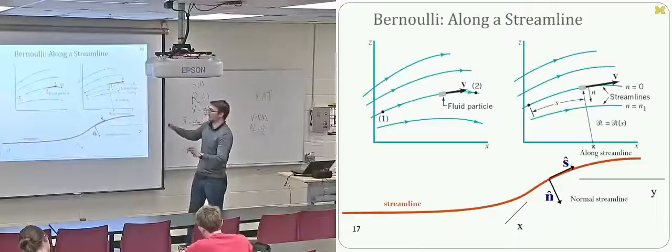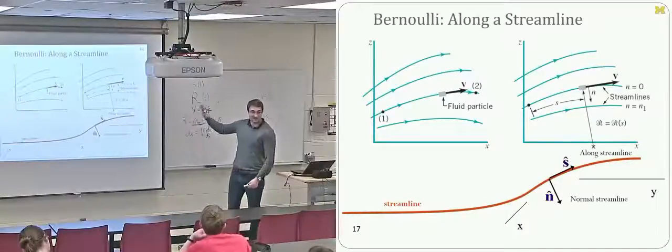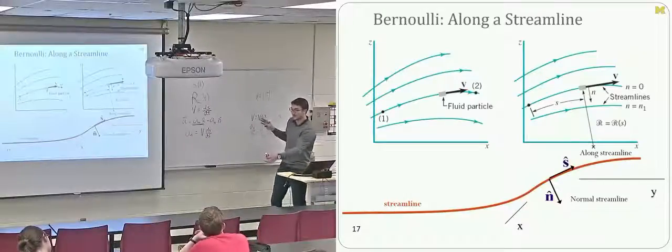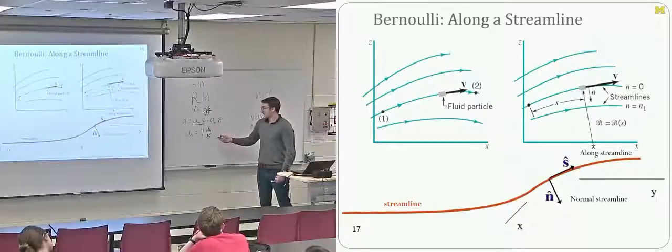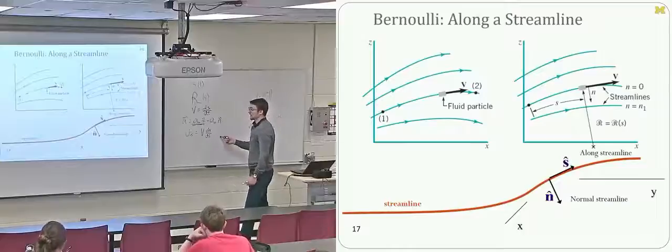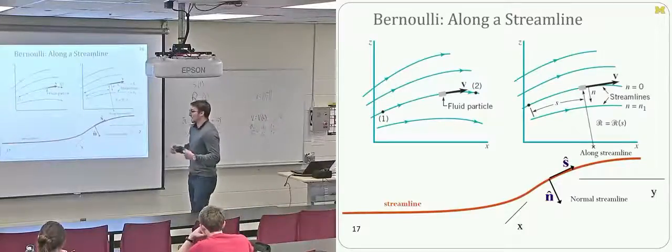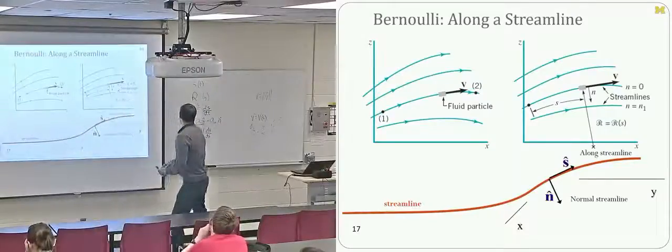But wait, hold the phone. Didn't we just say we were talking about steady flows? No changes in time, so what business does acceleration have being in this problem? Well, this acceleration occurs not because a given point in space is changing in time. It's because different velocities are occurring at different points in space.